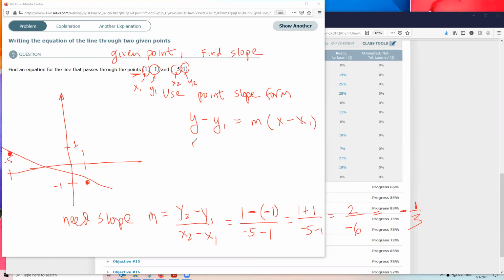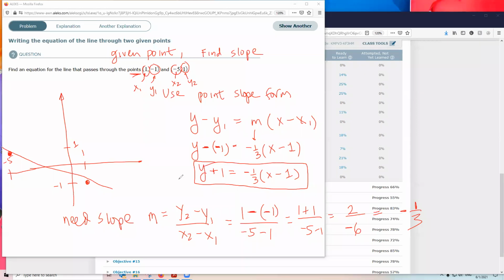Now I'm going to plug in here y minus y1. Our y1 number is a negative 1. Our slope m is negative 1/3. X minus x1 is a 1. The only thing I'm going to do here is, because I'm subtracting the negative, it flips to the addition. So I'm going to write y plus 1 equals negative 1/3 x minus 1. And I can leave my answer like this. Alex should take the answer in that format.